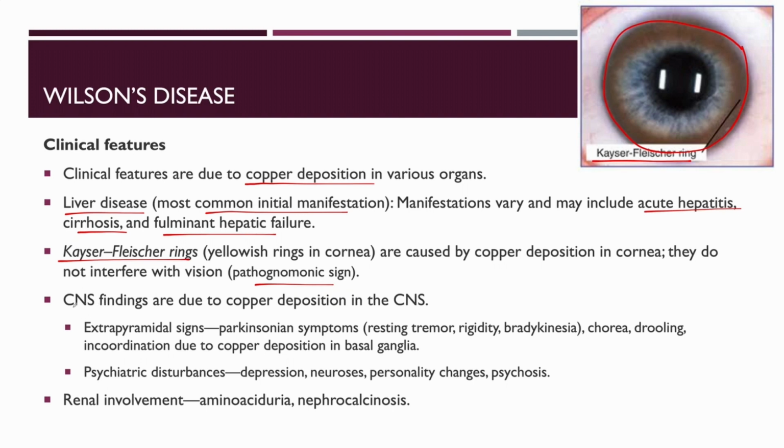Other findings that we tend to see: it tends to deposit in the brain. So we see findings due to copper deposition there, including Parkinsonian symptoms where they get tremors, abnormal movements, drooling, lack of coordination, and then psychiatric disturbances, so depression, neurosis, personality changes, and even psychosis. It can also be deposited in the kidneys. You can have problems with that as well.